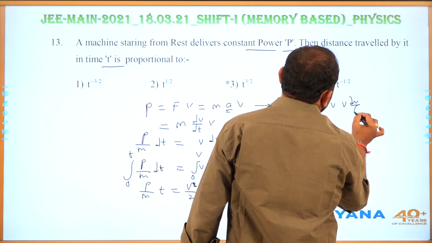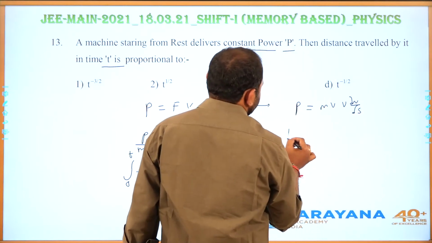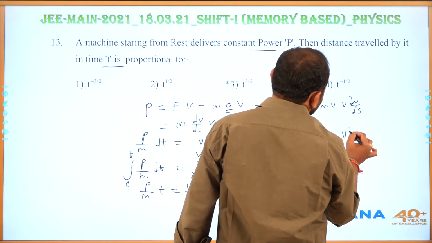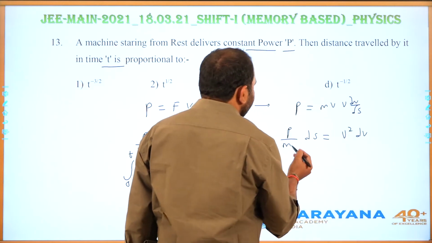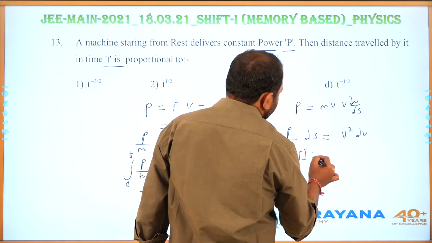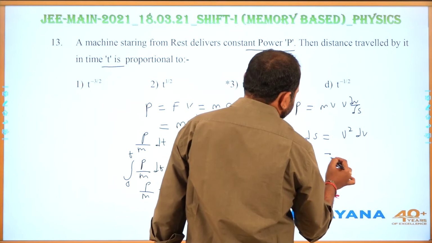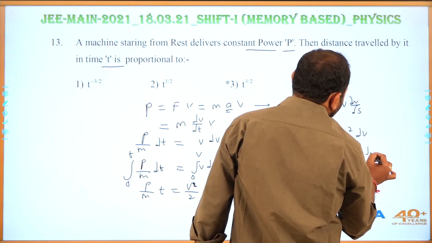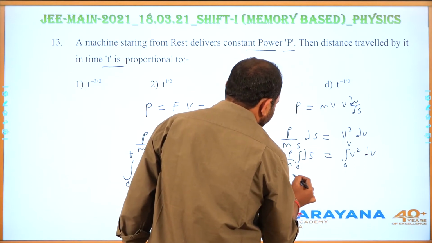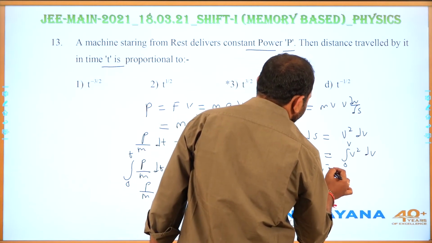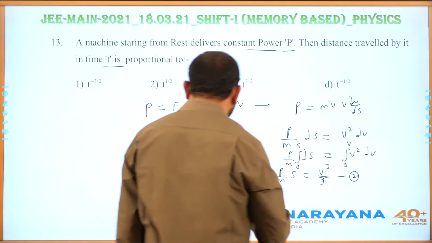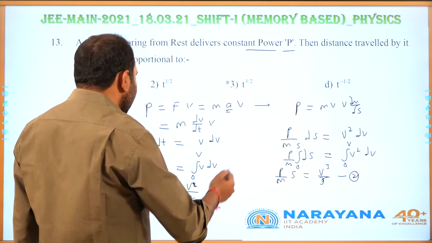V dv by ds. Taking ds this side, again P by m into ds equals v square dv. Integrating on both the sides, P by m into the integral of ds varying from 0 to s equals the integral of v square dv varying from 0 to v. So this is P by m into s equals v cube by 3. This is equation 2. Now from 1 and 2, we can eliminate the v term.